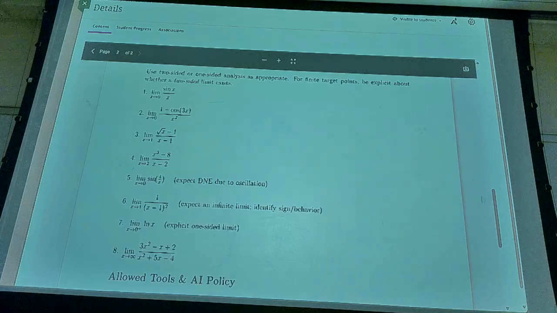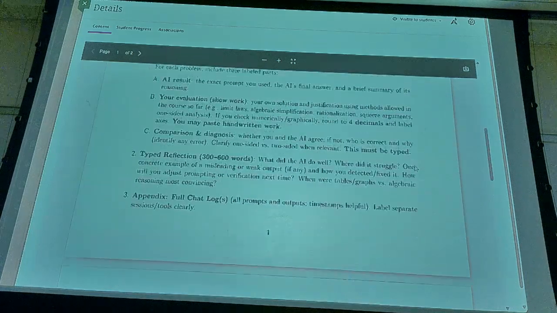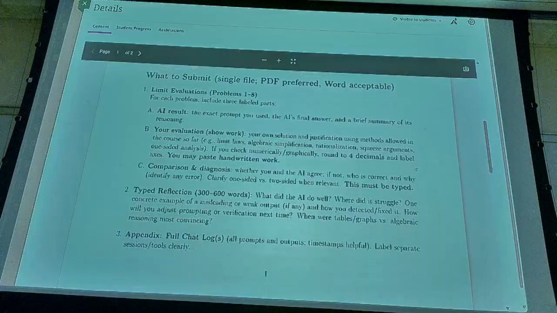For all 8 of those, you're going to do the same thing. You're going to plug the limit into AI, have it evaluate it. You would then evaluate it yourself, show your work. So this isn't like the project where you have to do tables. No, this is just you can use algebra. And then compare. Did the AI get it right?